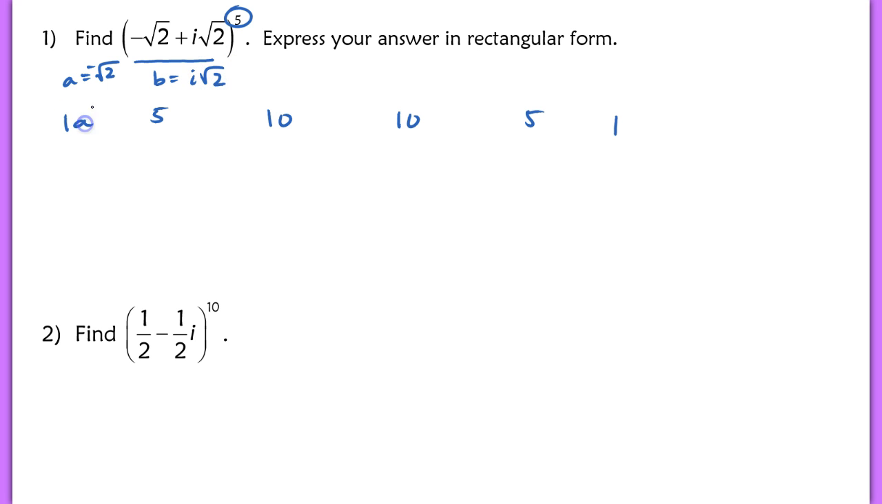So we would have 1 a to the 5th, b to the 0 plus 5 a to the 4th, b to the 1st, plus 10 a to the 3rd, b to the 2nd, and so on, right? And then we'd have to make those substitutions in here, and it would be a lot of tedious calculations. Instead, we're going to use DeMoivre's theorem, which shows us a much quicker way of computing this product.